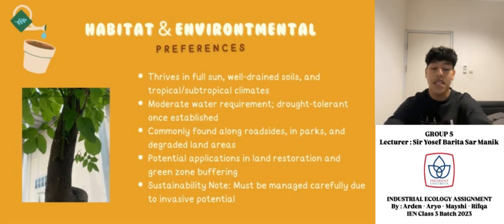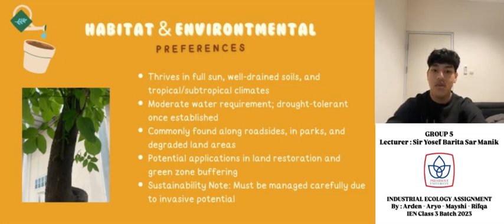Hello, my name is Arana Pertama, and now I will talk about the habitat and conditions where the African tulip tree grows well. This tree likes full sun and well-drained soil, and grows best in tropical or subtropical areas. When it's grown, it doesn't need a lot of water. It can even handle dry seasons. You can usually see it along roadsides, in parks, or in areas where the land is damaged or dry. It is often used for land restoration or to make green zones between roads or buildings. But even though it has many benefits, we still need to be careful because it can spread too much and become invasive, especially if not controlled properly.